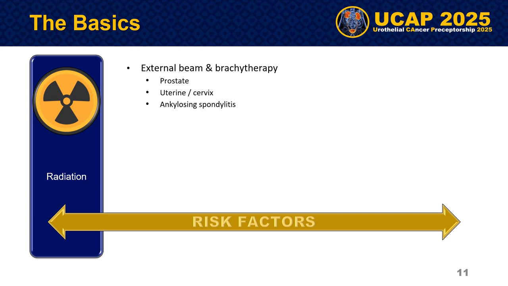Radiation therapy, such as external beam therapy and brachytherapy for the treatment of cancers such as prostate cancer and uterine cervical cancers, also increases the subsequent risk of bladder cancers. Radiation treatment is also performed for patients with ankylosing spondylitis, and studies show that the incidence in these patients is also increased. Similar increased incidence of urothelial carcinomas is also found in the survivors of atomic bomb detonation in Japan.